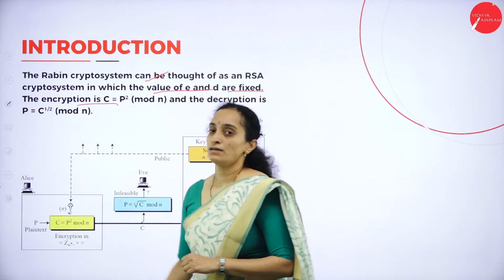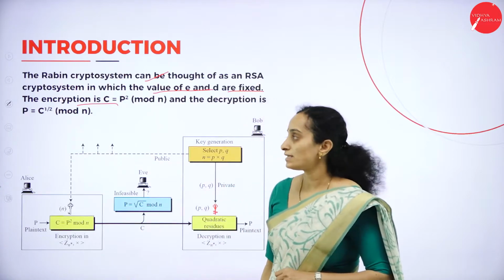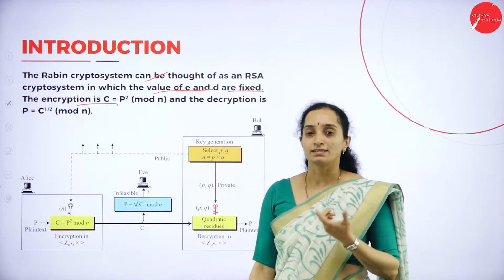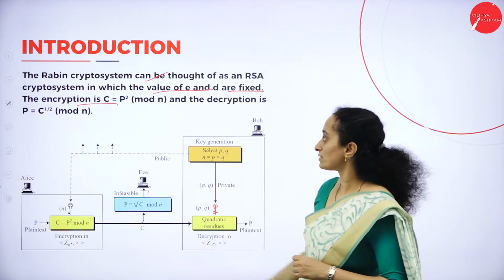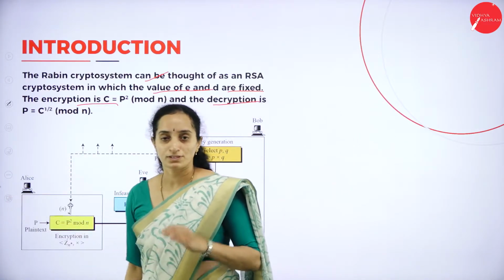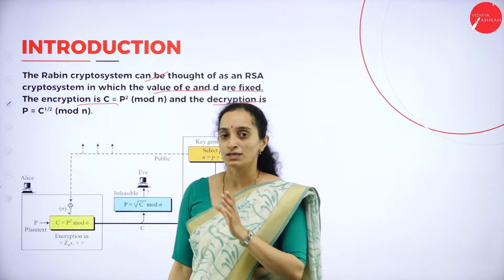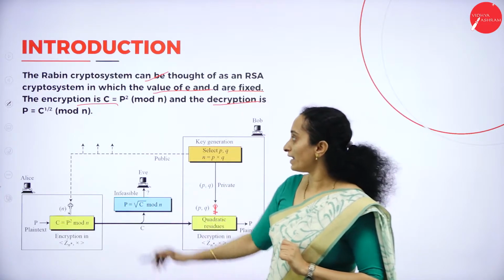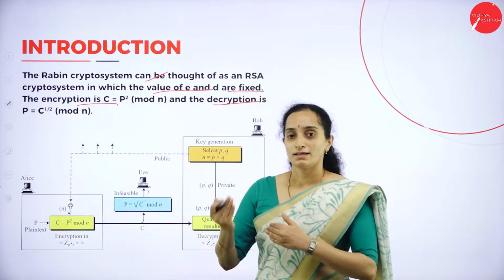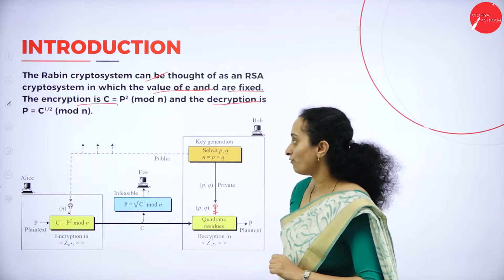The encryption expression in the Rabin cryptosystem is ciphertext C equals P squared mod n, where the plain text is squared with the modulus operation of n. It is rather simpler than the RSA cryptosystem. The decryption is P equals C to the power of 1 by 2 mod n, where the power is reduced to half and applied with mod n.